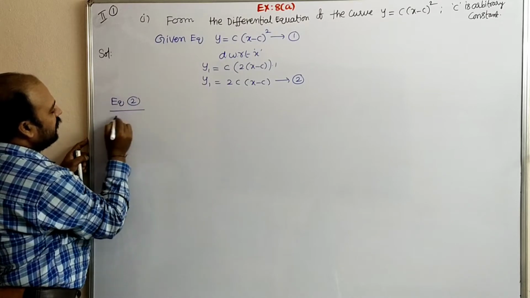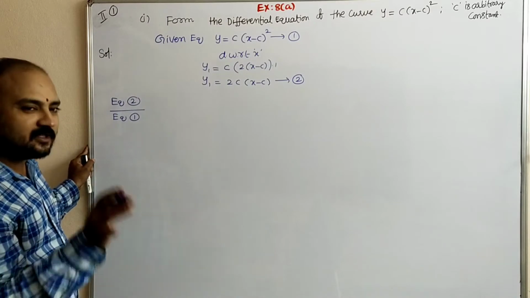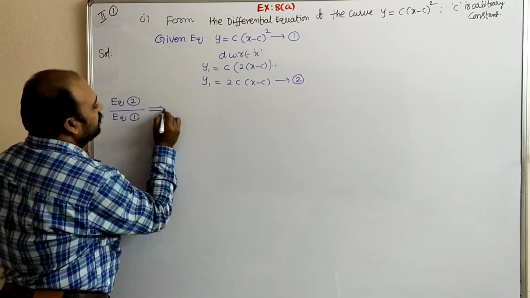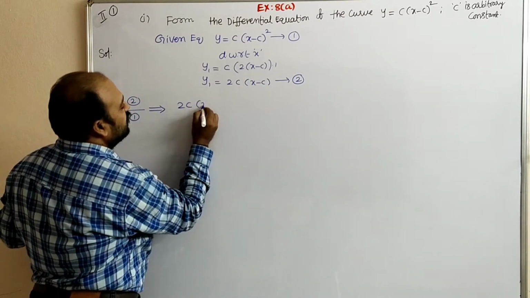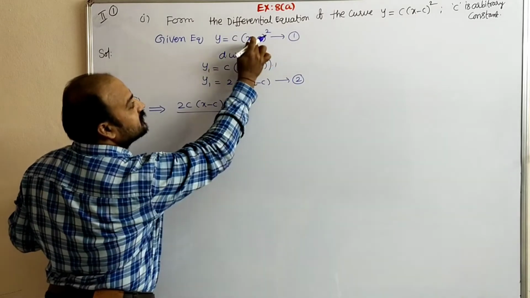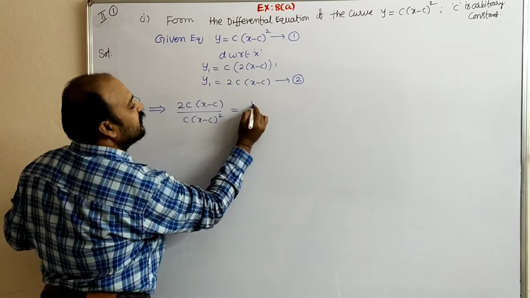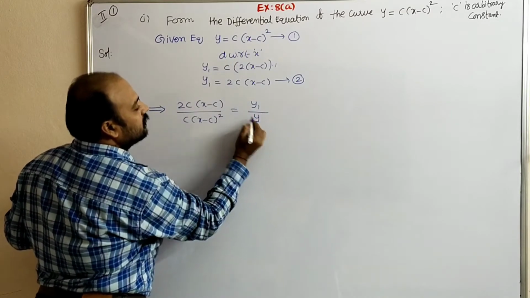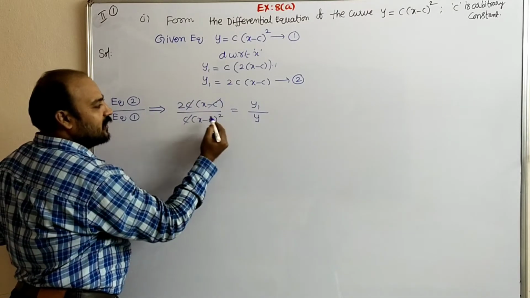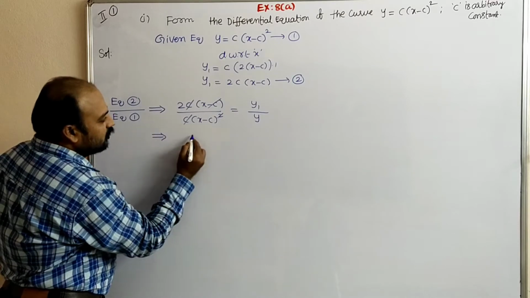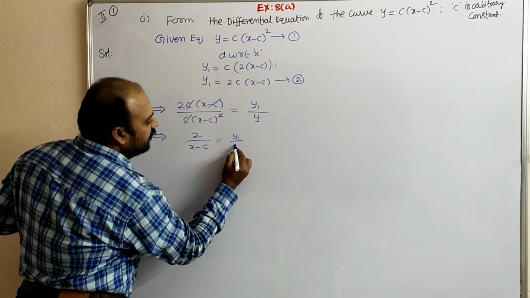Equation 2 divided by equation 1. If you go this way, it will be very easy to get it. Otherwise, it is difficult. So equation 2, this value I am writing first, the RHS side, 2c into x minus c, divided by c into x minus c whole square, which is equal to y1 divided by y. So here c gets cancelled and one of the x minus c also gets cancelled. 2 by x minus c is equal to y1 divided by y.